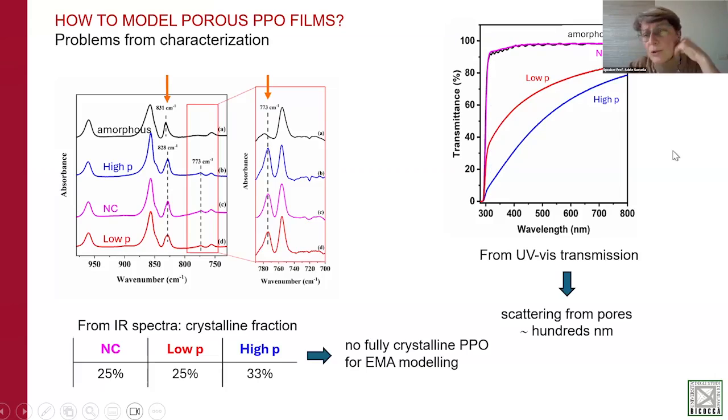Of course, these were deposited on silica. While the two porous samples were clearly affected by scattering, a little bit the first one, and more the high porosity film. So we ended up with new information. Not only do we have scattering from pores, but we can estimate more or less how big these pores are, about a few hundred nanometers in size.